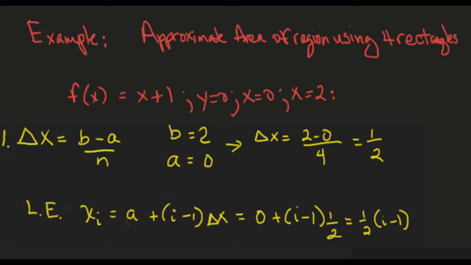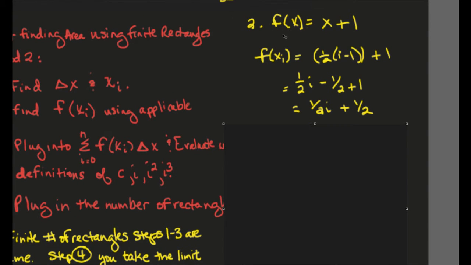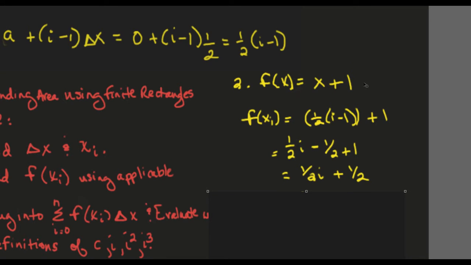So now that we've calculated delta x and x sub i, which was step 1, let's find f of x sub i. In order to do so, you take your f of x function, and everywhere you see an x, plug in what you calculated for x sub i. So here is that process. I plug in the 1/2 times i minus 1 plus 1, distribute the 1/2 through, and then combine your like terms, and there's your f of x sub i.